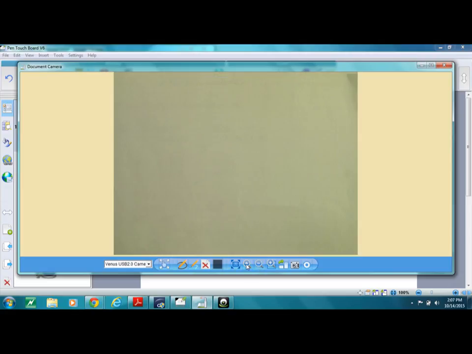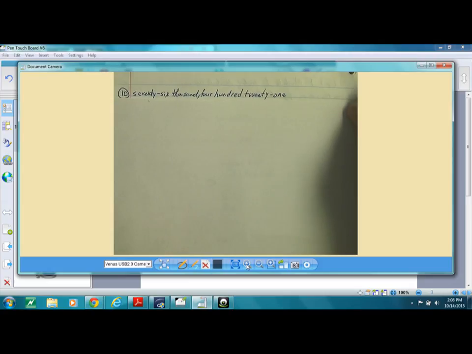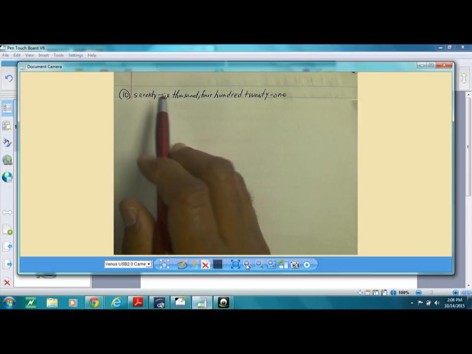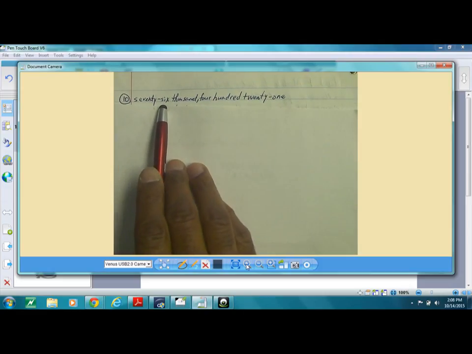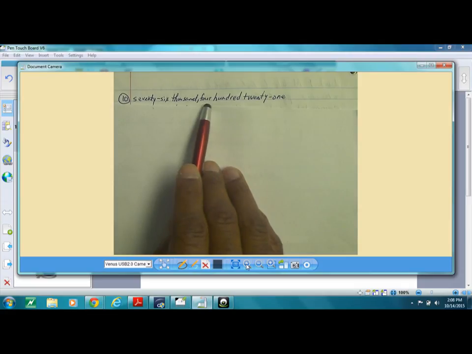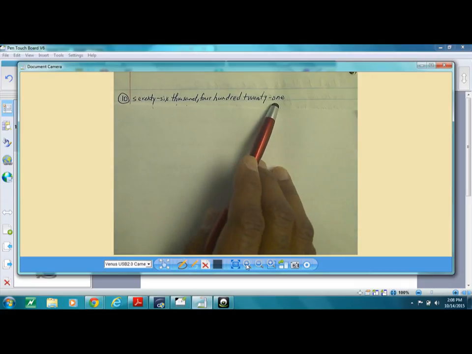Now, number 10 gives us the word form, and they ask that we write it using digits, which means we're going to write it in standard form. They say digits, but in your class you have heard it called standard form. We're going to take it from word form and write it in standard form. So what we have is 76,421.